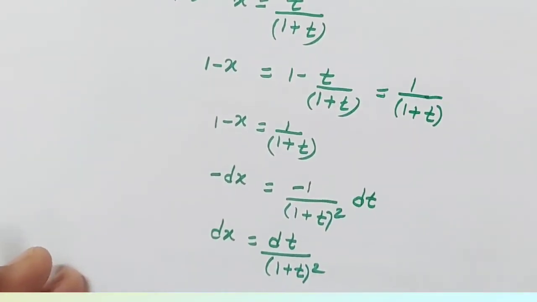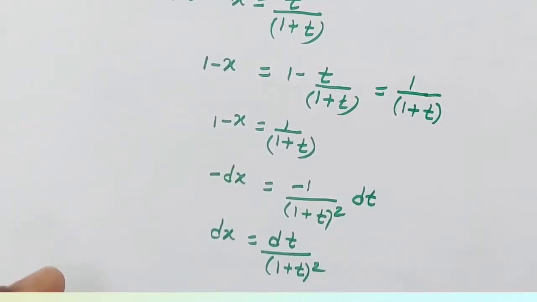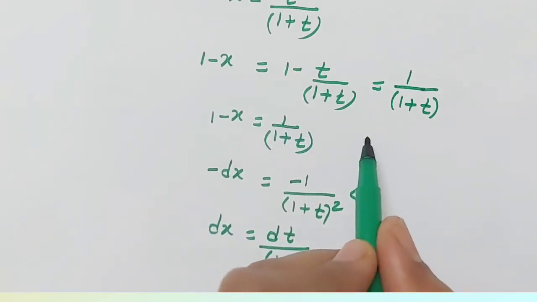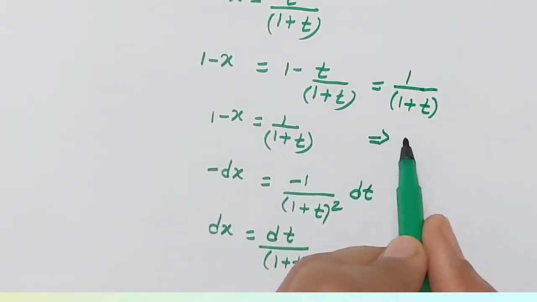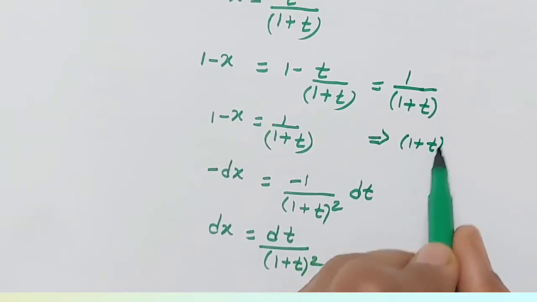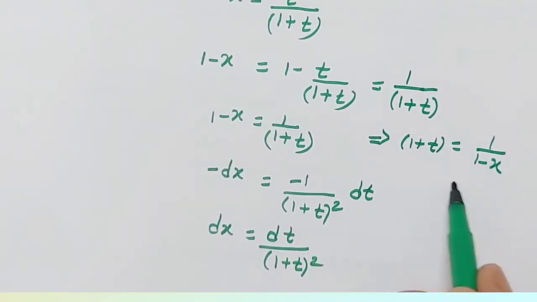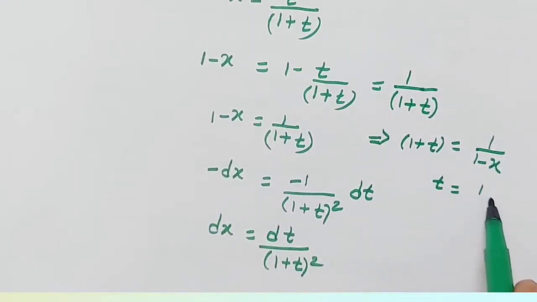Now in the next step we have to find the limits corresponding to t. From this term we can write 1 plus t is equal to 1/(1 minus x). That means t is equal to 1/(1 minus x) minus 1.